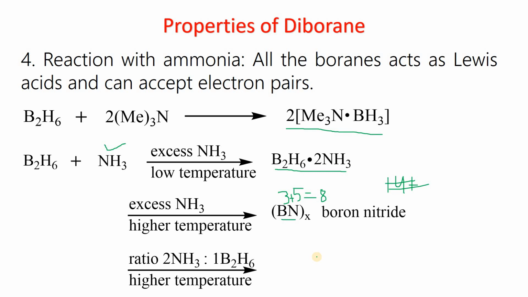If we fix the ratio of borane to ammonia 1:2 at high temperature, then what will you get? We get borazine or borazole, which is also known as the inorganic benzene. We will discuss borazine in the next lecture. B3N3H6. The number of valence electrons in this borazine are the same as the benzene. So it is also known as inorganic benzene.